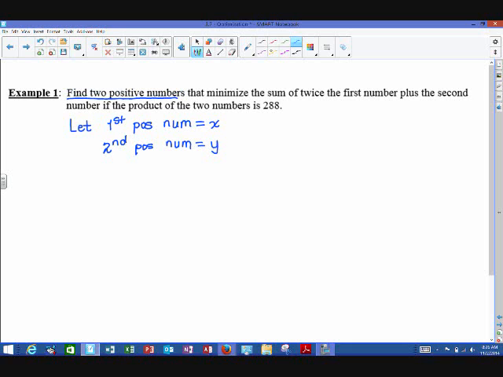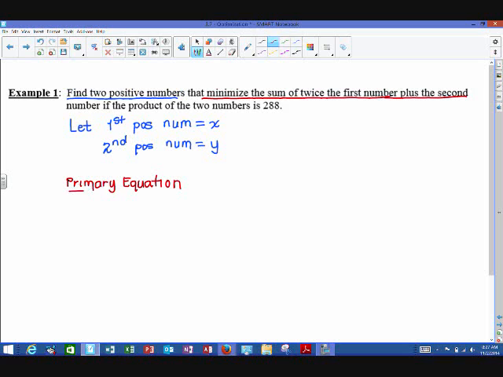Now, we look at the second piece of the problem, and it says that we want to minimize the sum of twice the first number plus the second number. The thing that I've underlined in red is a very critical part of this problem. A lot of times I will call that in my class the primary equation. That means it is the main equation that's sort of driving the solution to this problem.